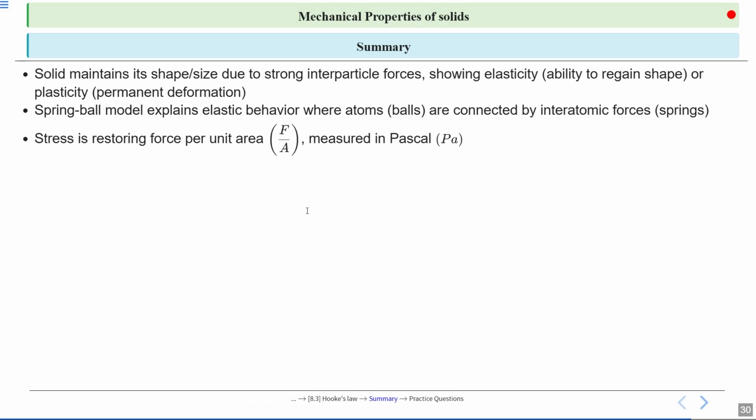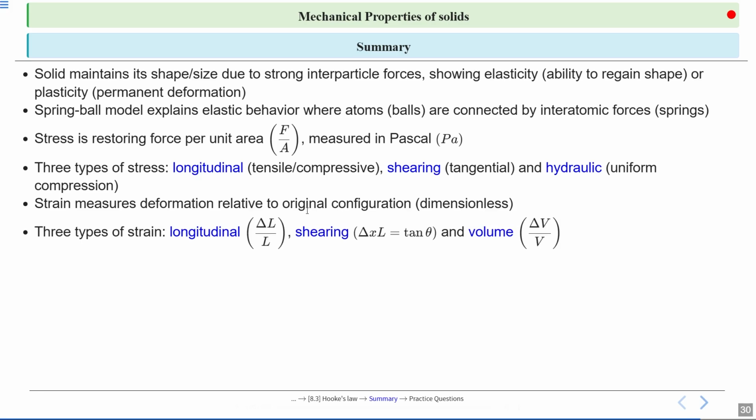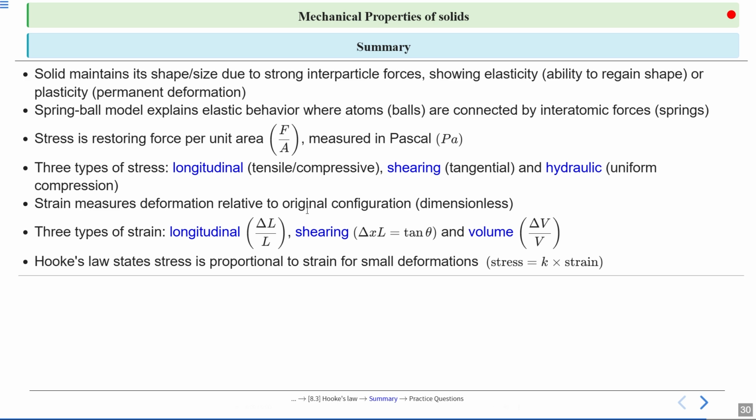We introduce the concept of stress, which is the restoring force per unit area. It's calculated as force divided by area and is measured in pascals. Stress helps us understand how much force a material can withstand before deforming. Three types of stress: longitudinal, shearing, and hydraulic. Strain measures deformation relative to the original configuration. Three types of strain: longitudinal strain, shearing strain, and volume strain. Hooke's law states stress is proportional to strain for small deformation.